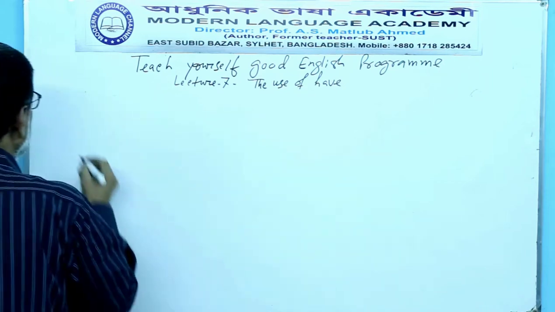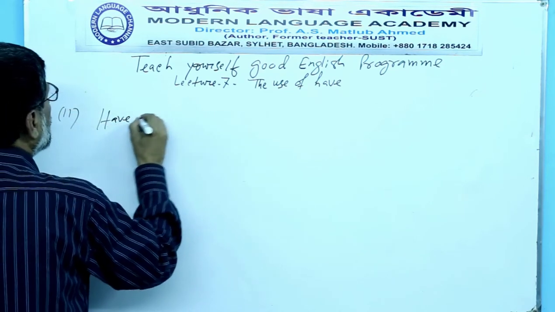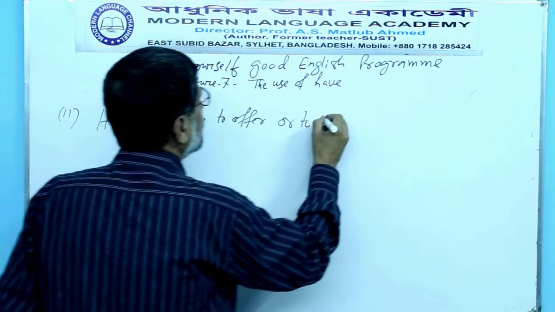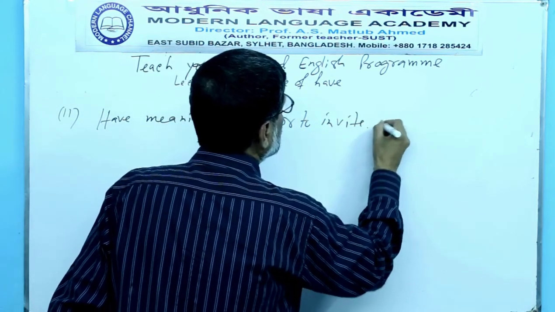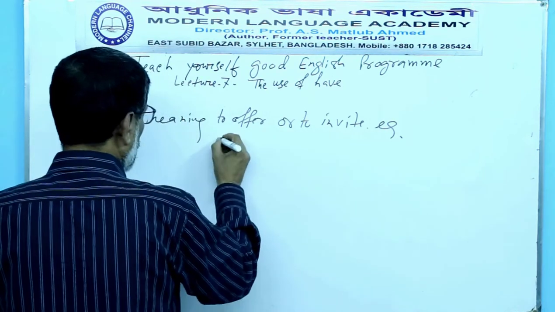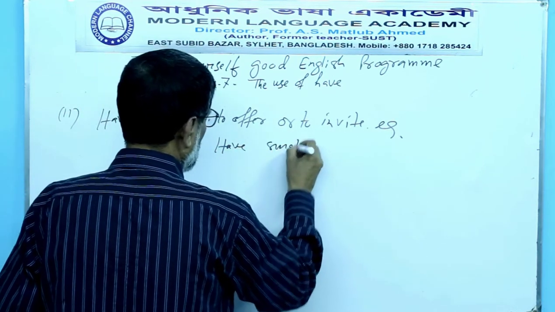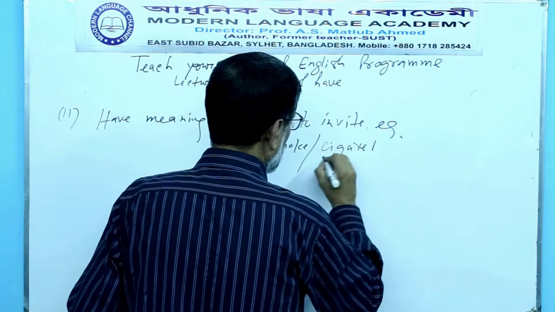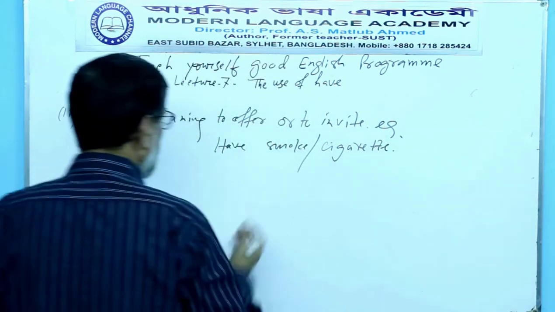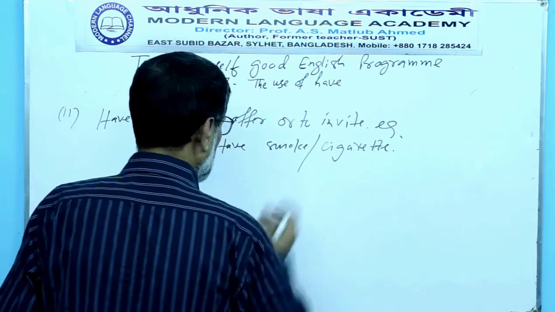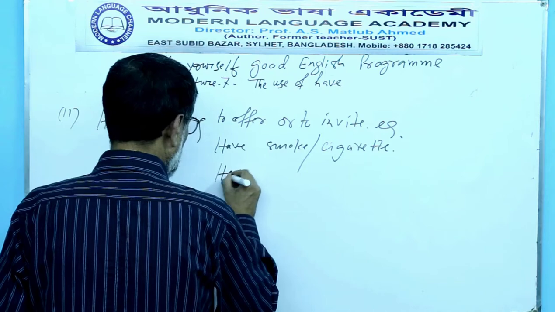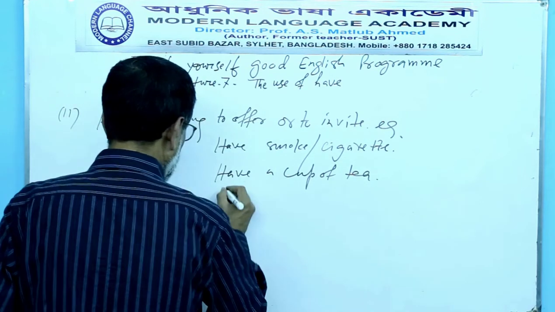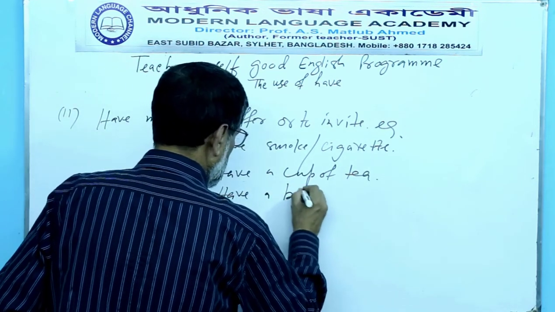Have meaning to offer or to invite. For example, have a smoke. A cigarette. That means have a cigarette. We offer, we invite someone to have a smoke. Have a cup of tea. Have a biscuit.